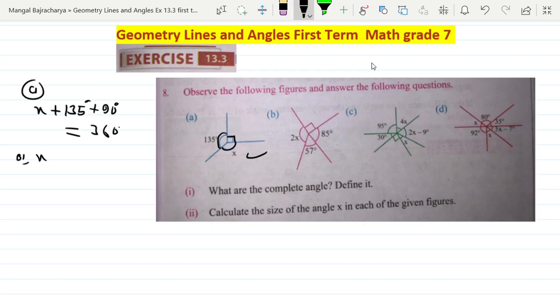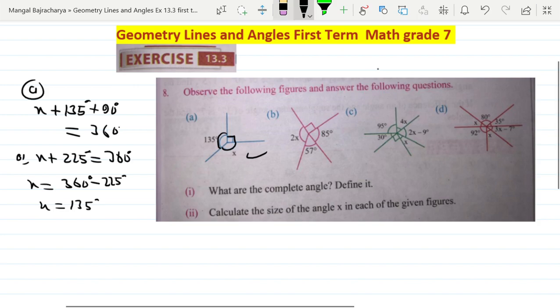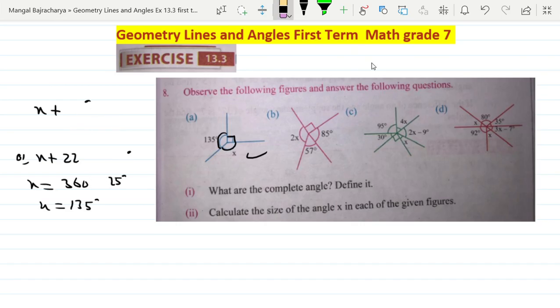Now we solve it. So x plus, 135 plus 90 degree we do, so it's giving us 225 degree, equal to 360 degree, and then we send this 225 to the other side for subtracting. So 360 degree minus 225 we do, and that will give you x equal to 135 degrees. So that's it. That's for number A, and I'll go with number B.